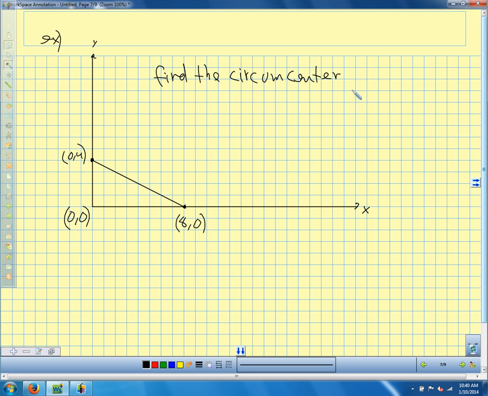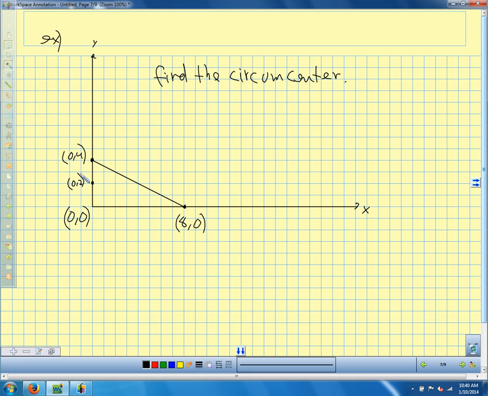So for the circumcenter, do we look at the angle bisectors or the perpendicular bisectors? Which one is it, Sam? Perpendicular bisectors. So let's pick the easy sides first. We want to bisect the side, so let's look at this side. What point cuts this side in half? What's halfway between 0, 0 and 0, 4? 0, 2. There's the point 0, 2.